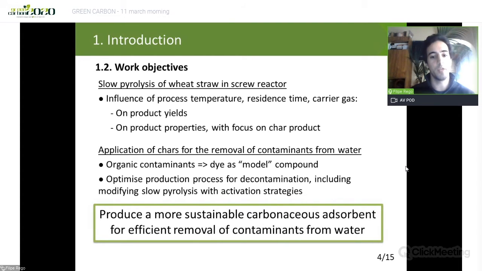So then trying to get a more sustainable replacement for activated carbon, which is usually used for adsorption of contaminants from water, because traditionally activated carbon is made through time and resource consuming processes and also unsustainable feedstocks like coal and coconut shells. So there's plenty of research now on trying to develop replacements, and that's what I work on.